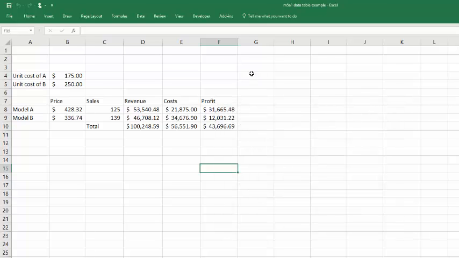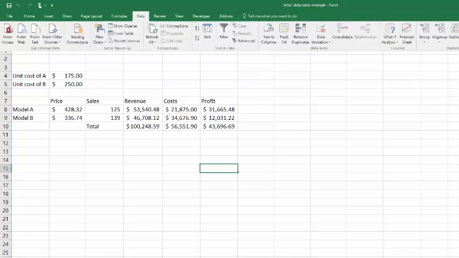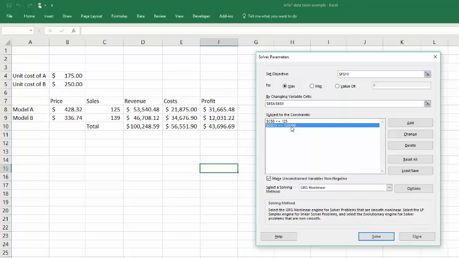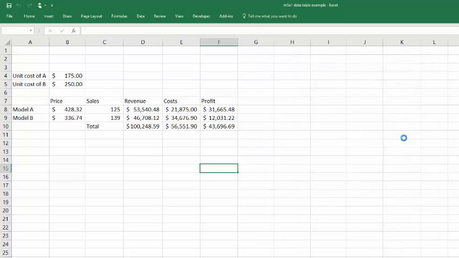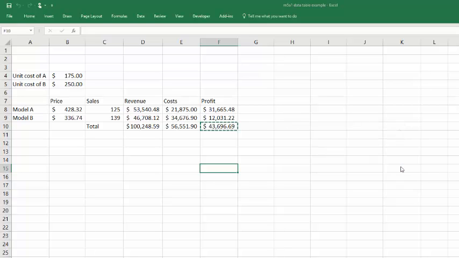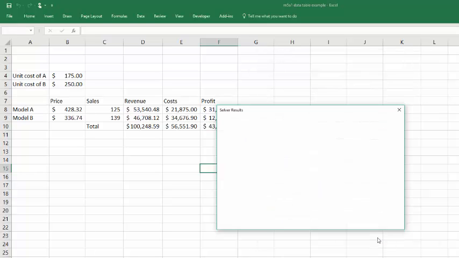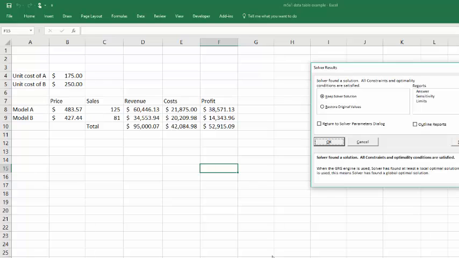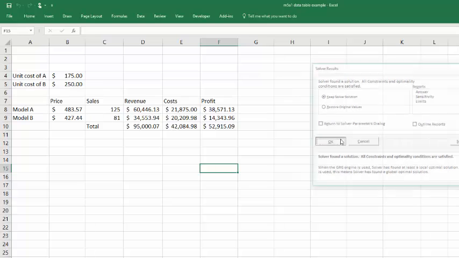So let's go back to solver. And I'm thinking it's that one there. I want to change it. And let's try dropping that down to 95,000. Okay, now let's see if it'll solve. Okay, that time it did give us a solution. We've maximized profit, keeping the total sales of Model A below 125. We may have had a constraint from our manufacturer, and we've achieved our revenue of at least $95,000.07. So that's really how you use Solver. Hope that helps.